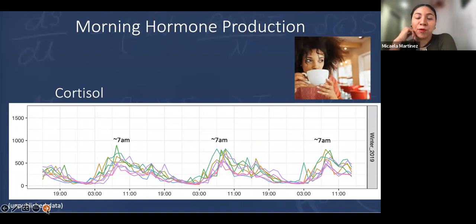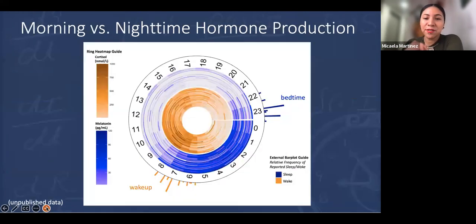So for morning time hormones, we actually measured cortisol, which is a little bit more complicated than melatonin. But for example, here during the winter, we could see that this cortisol peak was occurring in our participants around 7 a.m. So melatonin and cortisol essentially have this dual functionality, or I should say trade-off functions, of melatonin being the signal of night to our body and then cortisol being the signal of day.